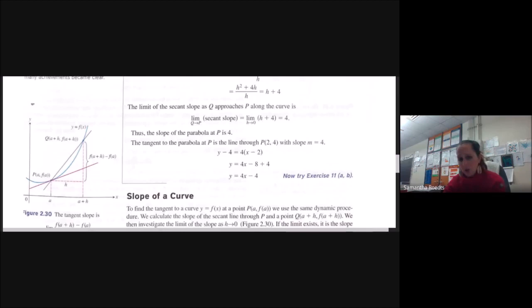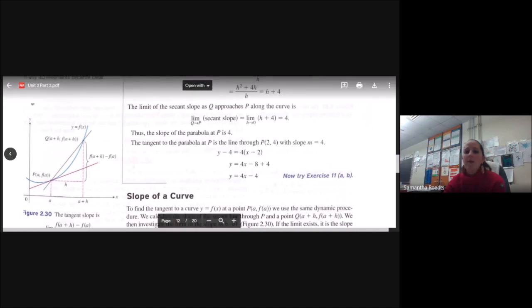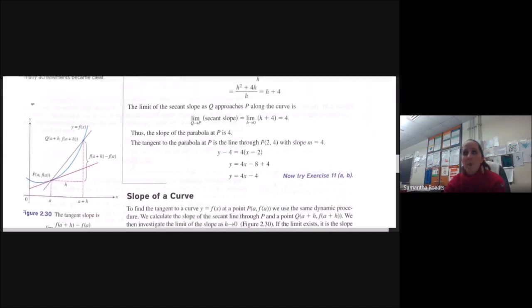The tangent to the parabola at P is the line through P(2, 4) with slope m equals 4. So I use my point-slope formula: y minus 4 equals 4 times x minus 2. Y equals 4x minus 8 plus 4. So y equals 4x minus 4.